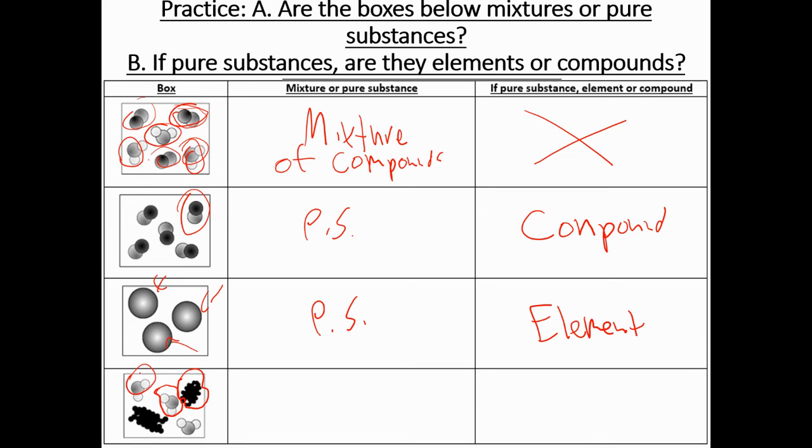Now, these are not the same. These here are not all the same as each other. We have this and this. They're different. So we know we have a mixture. So we know it's not a pure substance. And this looks like a mixture of a compound, and this is probably a molecular element of some sort. So mixture of compound and element.